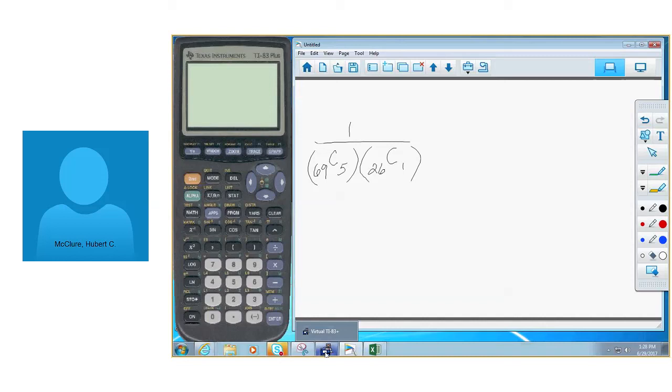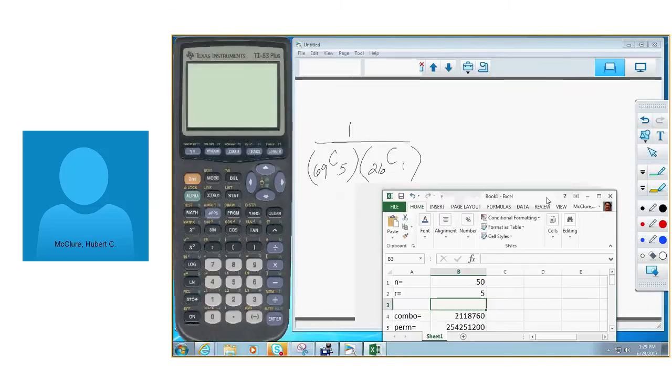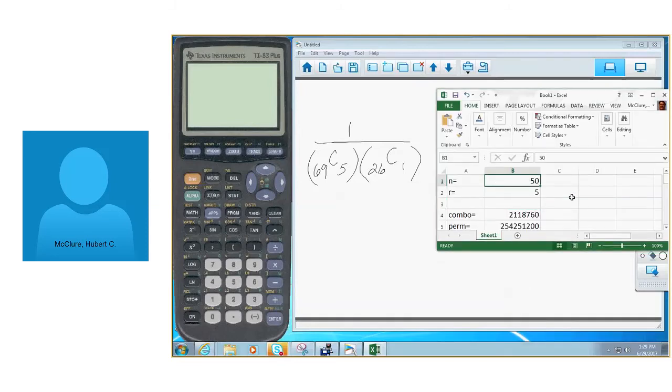So go ahead and do that math now. I'm going to do it on the Excel spreadsheet for a reason, just for the class. So I'm going to go here and put it in. N is equal to 69 and R is 5. And N is equal to 26 and R is 1, which is going to be 26. R is equal to 1.